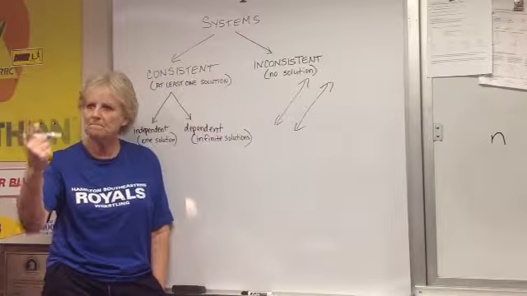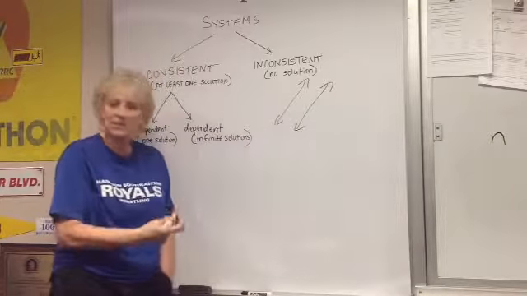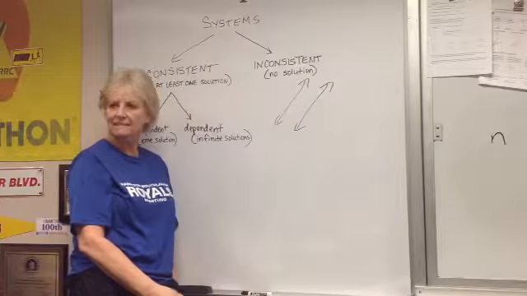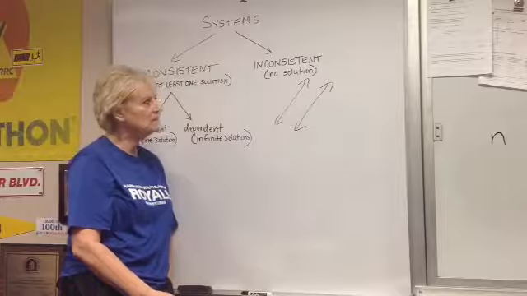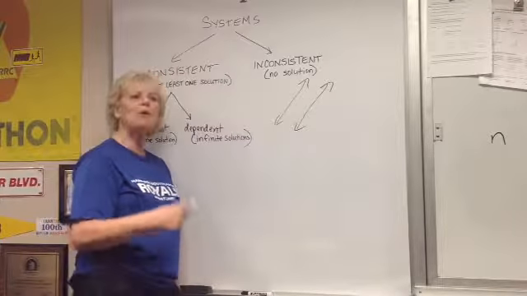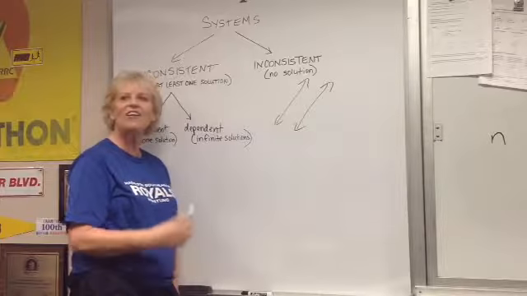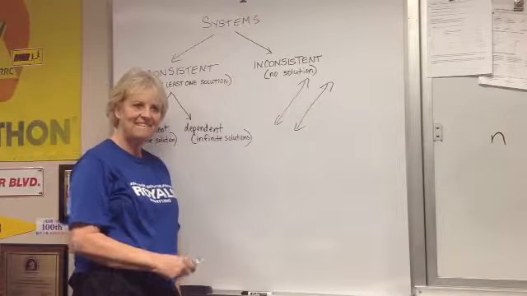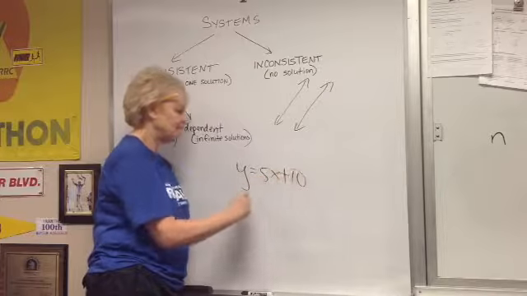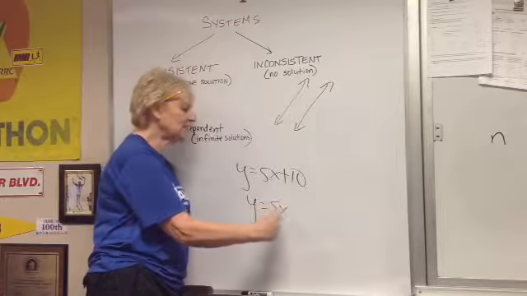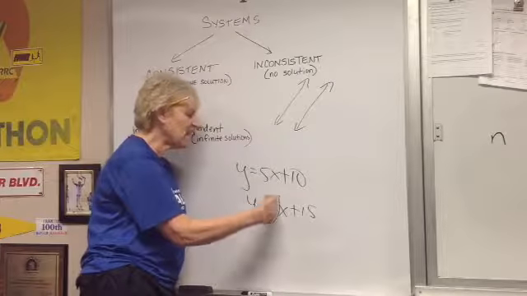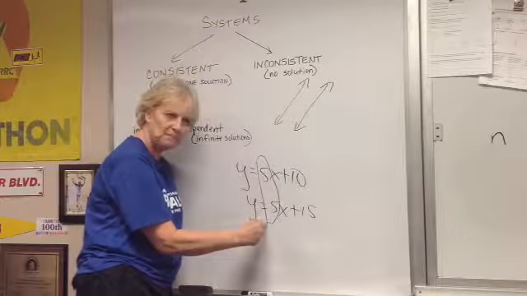Kind of like an X. Give me two equations that will produce parallel lines. Y equals 5x plus 10. Y equals 5x plus 15. What did he do? It's the same slope. He gave the same slope.